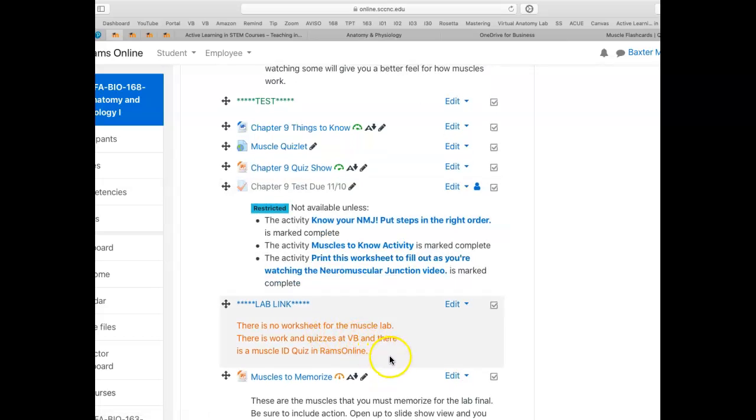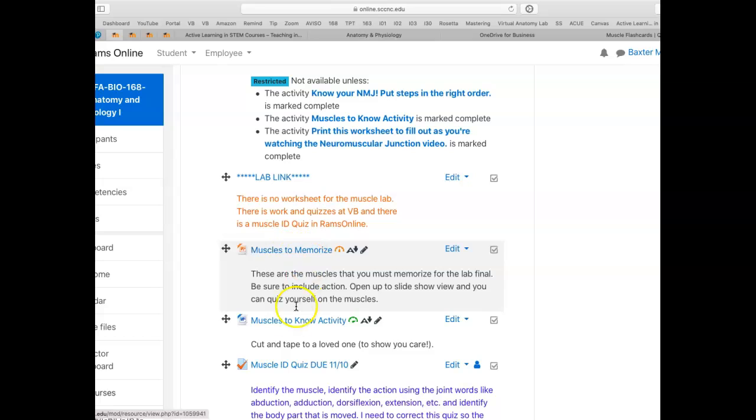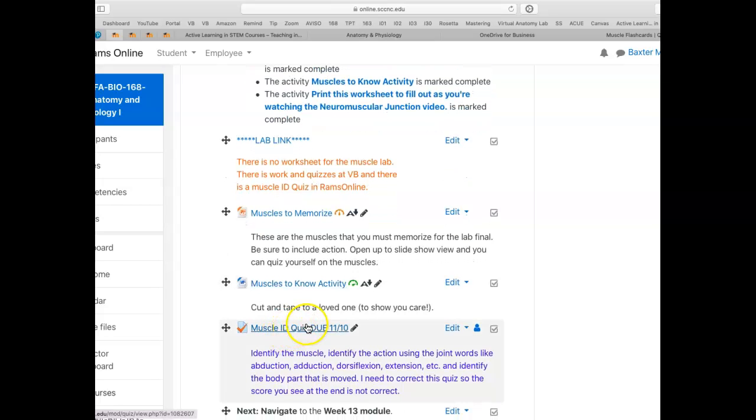This week there was no worksheet for the muscle lab, but there was work and quizzes at Visible Body, and these are the muscles that you needed to memorize. This is an activity that you could do to memorize your muscles, and here is our muscle ID quiz.